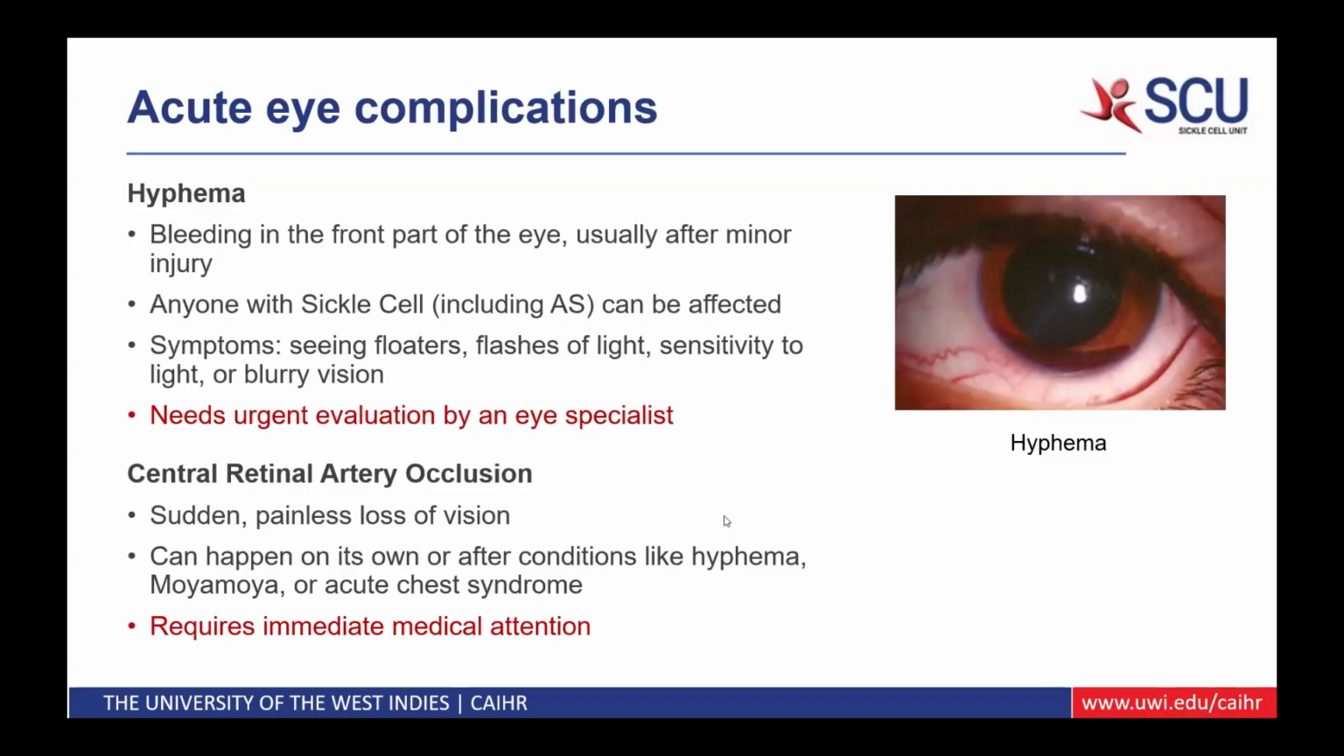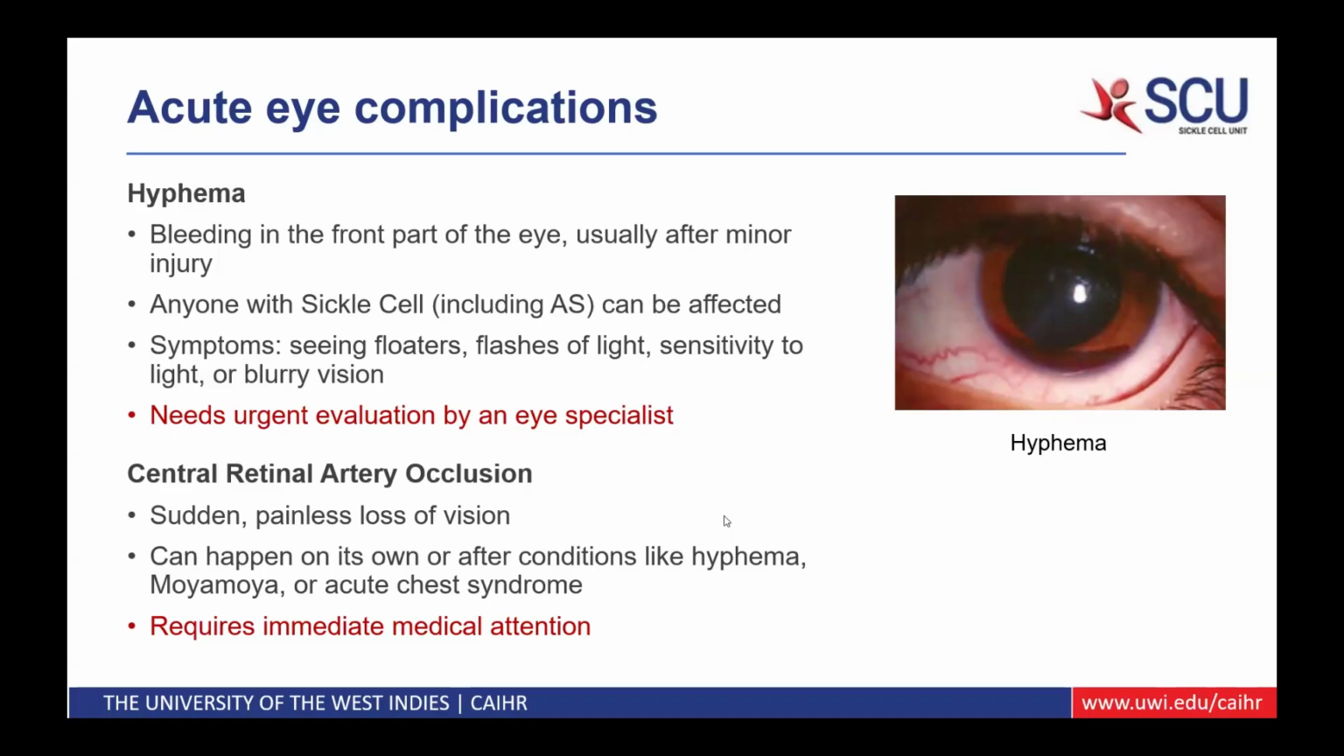There are some other sudden changes that can happen in the eye. So for example, you can get what we call a hyphema. So you can get bleeding in the front part of the eye. That usually can happen after you get some type of minor injury. And it can affect your vision. So you can end up seeing floaters and having sensitivity to light and blurry vision and flashes of light. And of course, this does need urgent evaluation by an eye specialist.